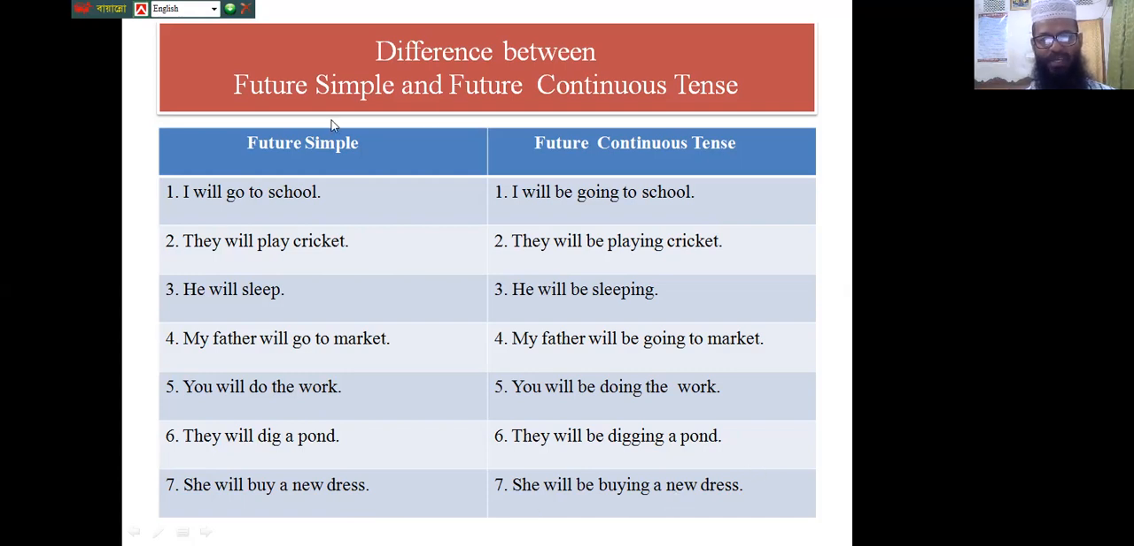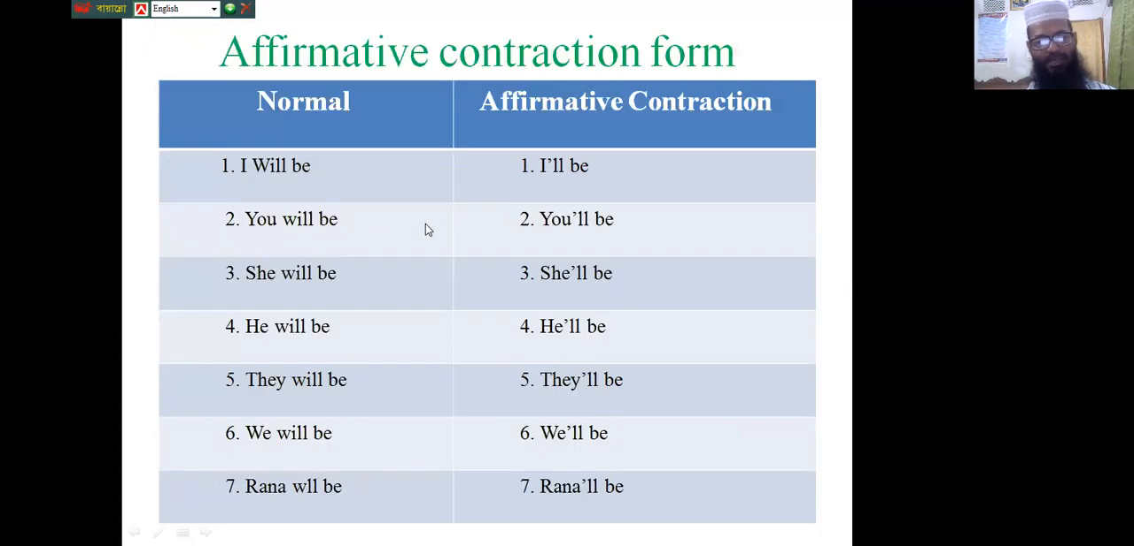Okay, understand? In the future continuous tense, only one point is very important: long action and short action. Future simple tense is a short action, and future continuous tense is a long action. Will be going, shall be going. Okay, understand? I hope it's clear. Next, please.